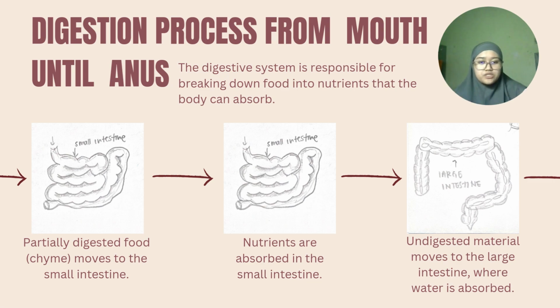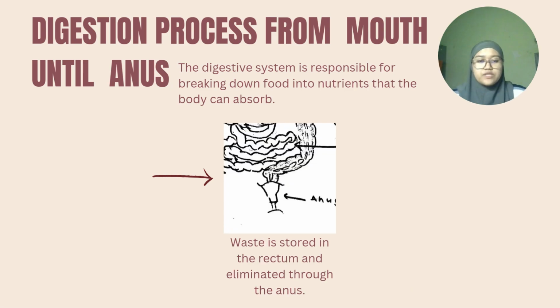Various nutrients are absorbed in the small intestine. Next, undigested material moves to the large intestine, where water is absorbed. Last but not least, waste is stored in the rectum and eliminated through the anus.